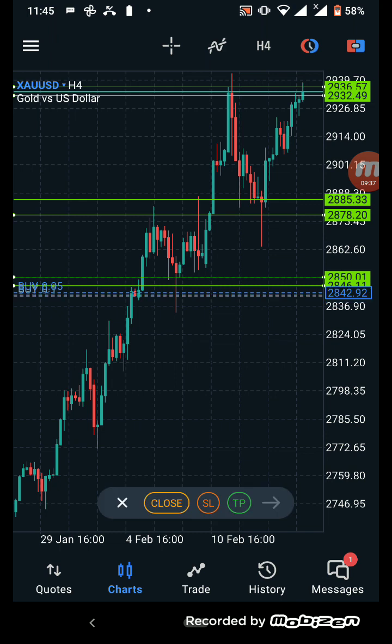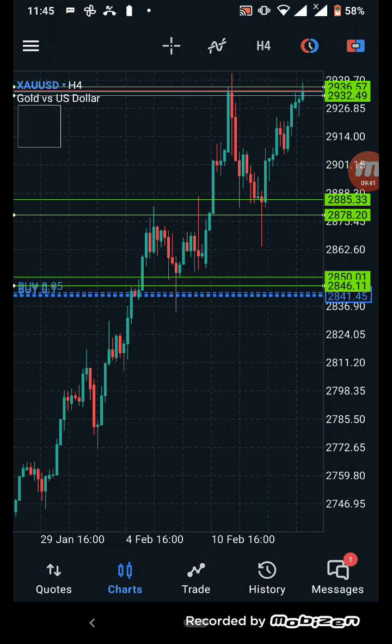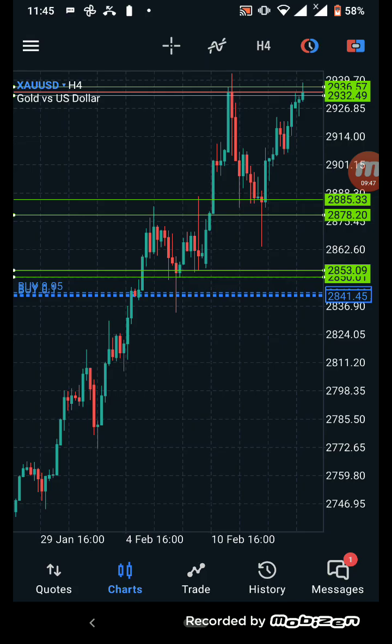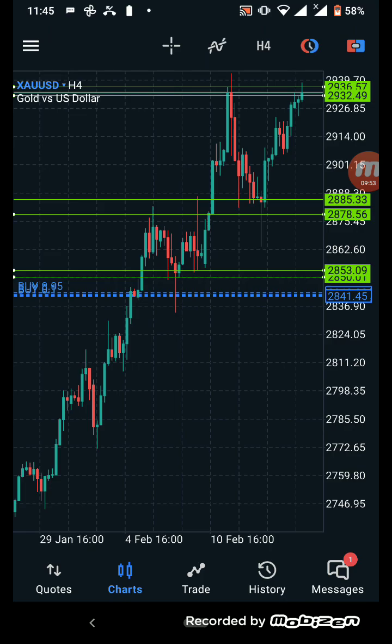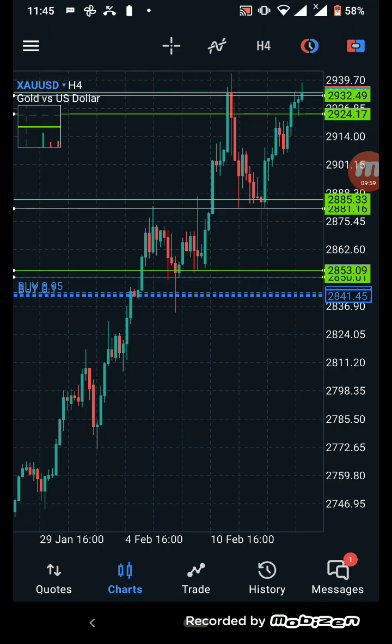Now, if this is our support zone, then this becomes our resistance zone. If this is our support zone, then this right here becomes our resistance zone.